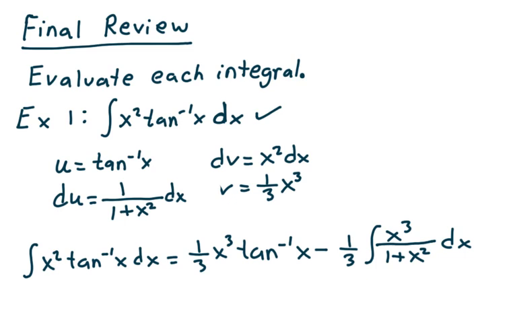So what we're going to do is let u equal arctangent x. du is 1 over 1 plus x squared dx. dv is x squared dx, and v is 1/3 x cubed. So the integral of x squared arctangent x dx is equal to 1/3 x cubed arctangent x, that's uv, minus 1/3 the integral of x cubed over 1 plus x squared dx. So in other words, we're subtracting the integral of v du.